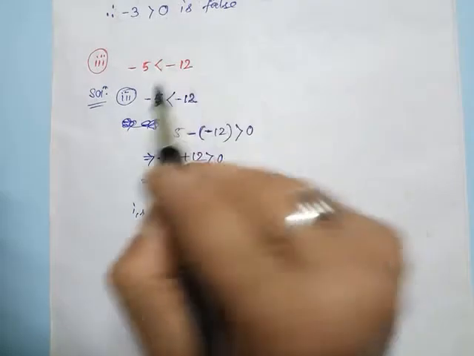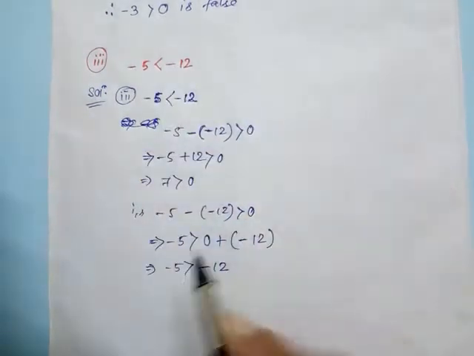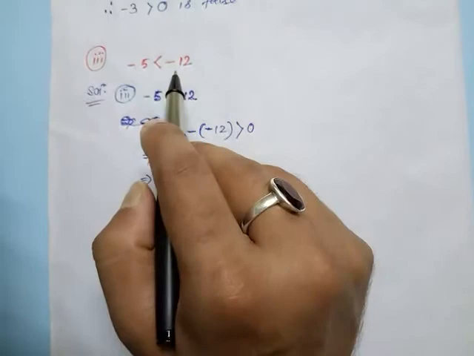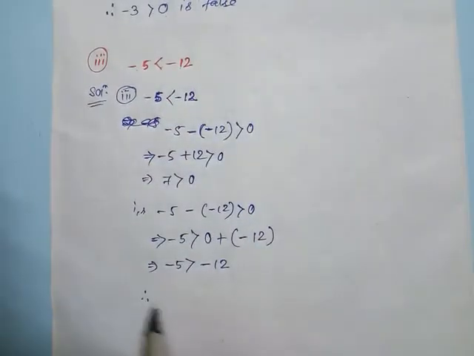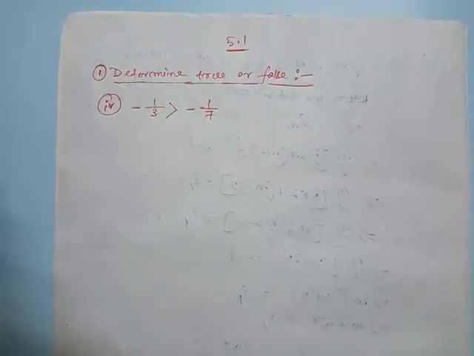Now look student, in the given question it is given that minus 5 less than minus 12, but here we prove that minus 5 bigger than minus 12. This is the actual answer and this is true. Actually this is false, so we can write here, therefore the given question, minus 5 less than minus 12, is false.